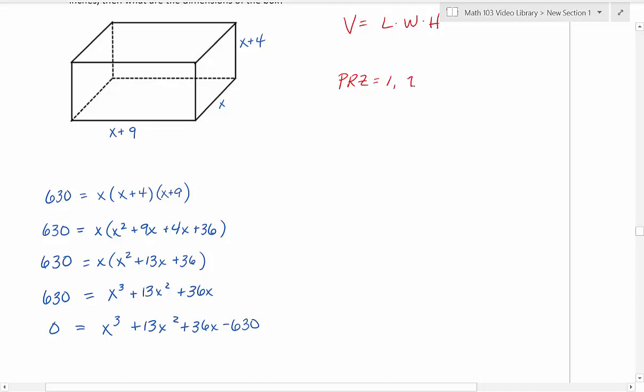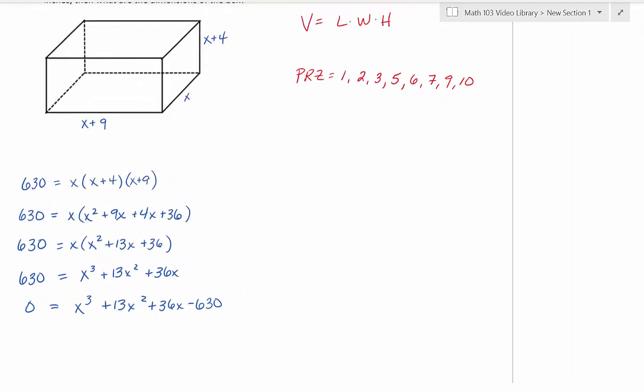Factors include 1, 2, 3, 5, 6, 7, 9, and 10. There are a bunch more in there, but I think that's a good enough list to get started. And we'll start testing some of these possible rational zeros.